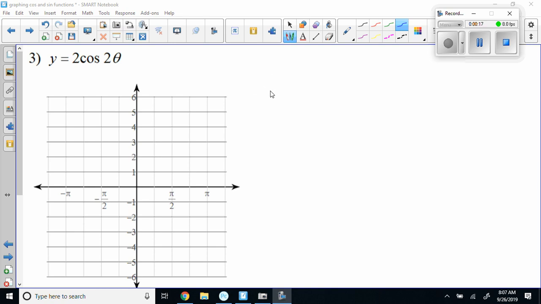So the first thing that we need to look at is the amplitude. And amplitude is the absolute value of that number. So the amplitude would be 2. So when it swings across a reflection line, basically midline, it will go 2 up and 2 down.